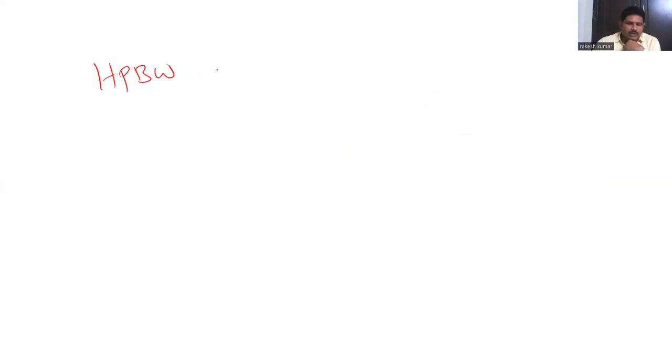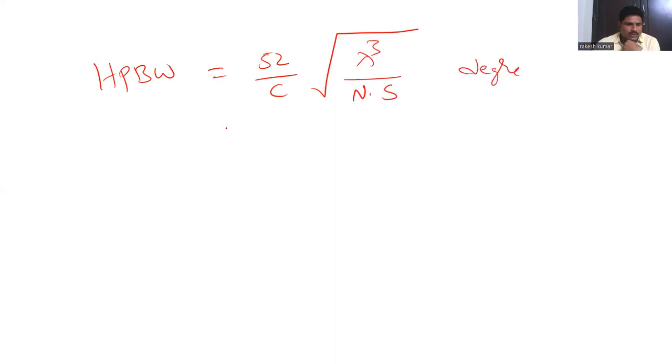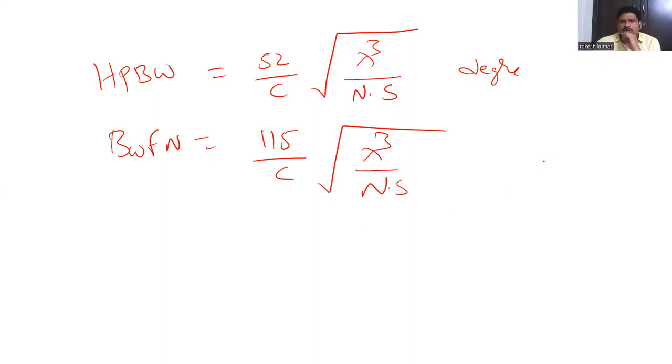The half power beamwidth of an axial mode helical antenna is given as HPBW is equal to 52 by C into root of lambda cube by N dot S, in degrees. Similarly, the beamwidth between first nulls is equal to 115 by C into root of lambda cube by N dot S. The beamwidth between first nulls is almost 2 times the half power beamwidth. These are expressed in degrees.